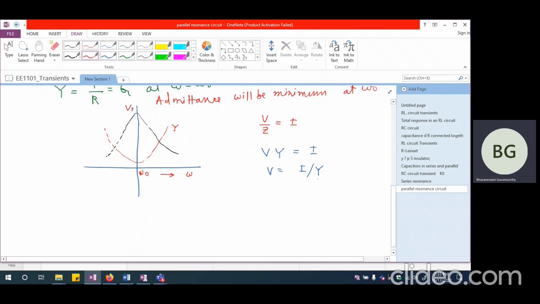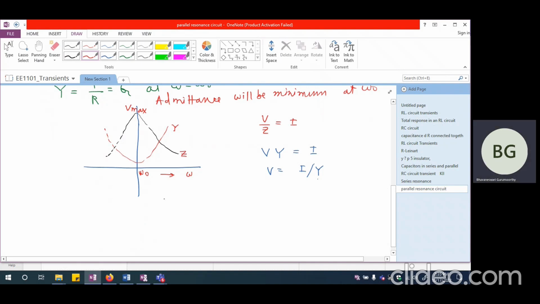So this is going to be Vmax. This is going to be exactly Vmax. So this Vmax corresponds to the resonant condition where the admittance happens to be minimum. So indirectly, in one sense, this is also the variation of impedance. The impedance peaks when you have omega equal to omega naught.